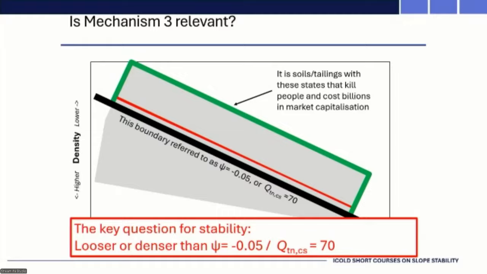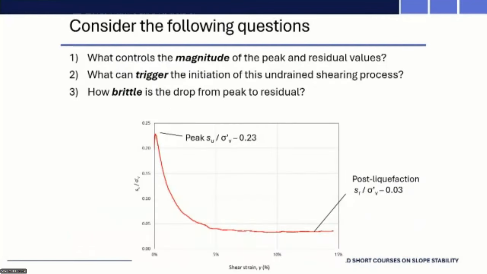I still much prefer trying to go the state parameter approach, but we have various techniques at our disposal, and you really should only discard them when we show them to be really implausible. So there's a nice synergy there, I guess, between the QTN CS approach and the state parameter approach. But without being too dramatic, it's tailings that are in the state given by that green box that cause all the problems for us.